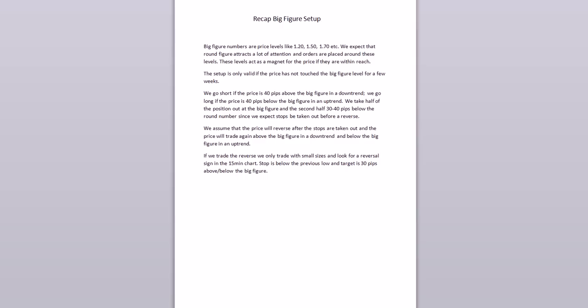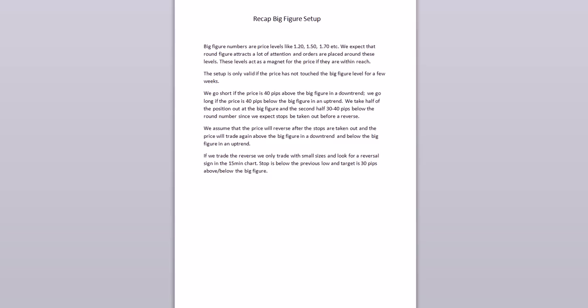We go short if the price is 40 pips above the big figure in a downtrend, and we go long if the price is 40 pips below the big figure in an uptrend. We take half of the position out at the big figure, and the second half 30 to 40 pips below the round number, since we expect stops to be taken out before a reverse here. We assume that the price will reverse after the stops are taken out, and the price will trade again above the big figure in a downtrend and below the big figure in an uptrend.